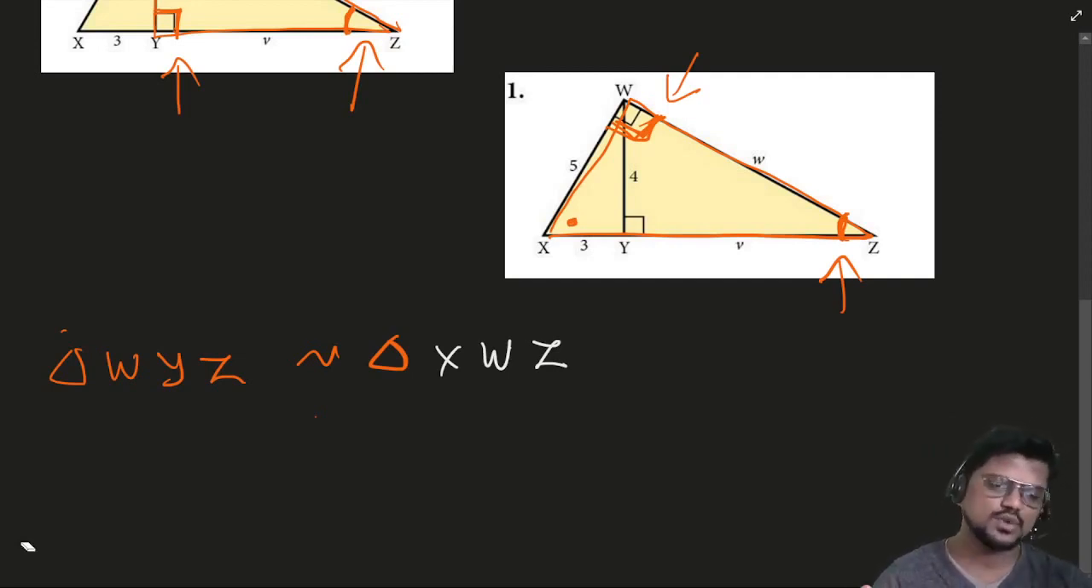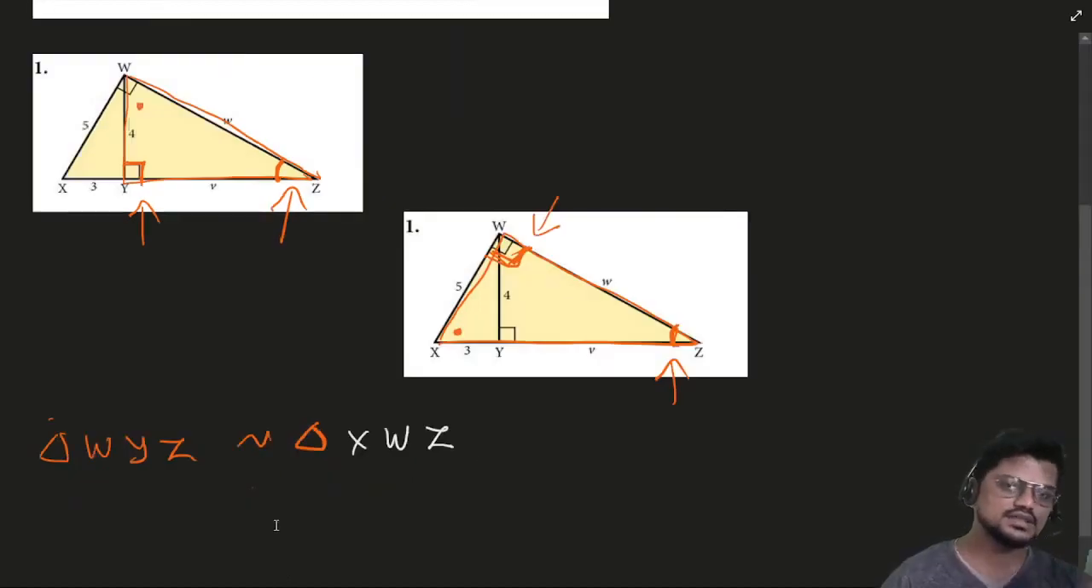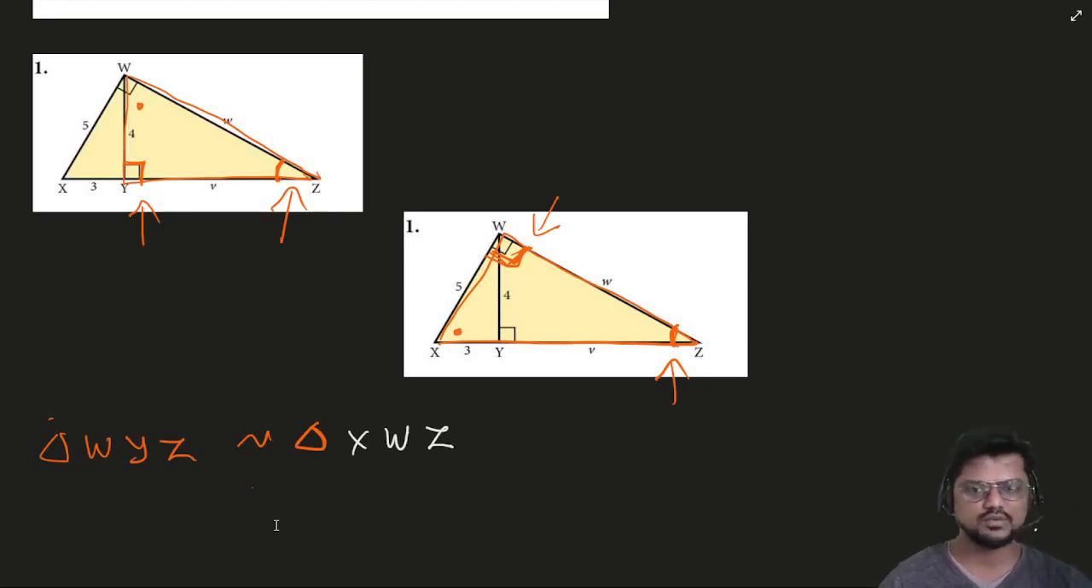Now can you write the corresponding ratios, put the values and get the answers of X, Y, W, whatever you have? Can you get it? Write the corresponding ratios now, that is WY upon XW will be equal to YZ upon WZ will be equal to WZ upon XZ.